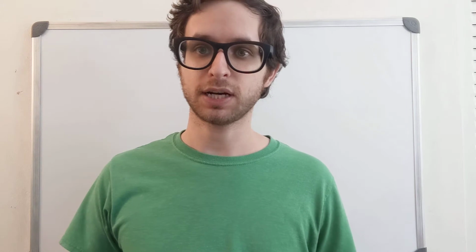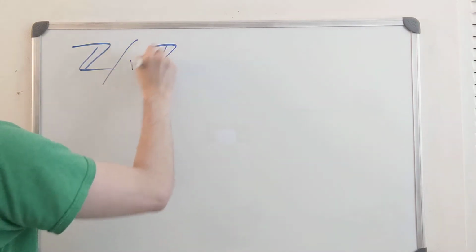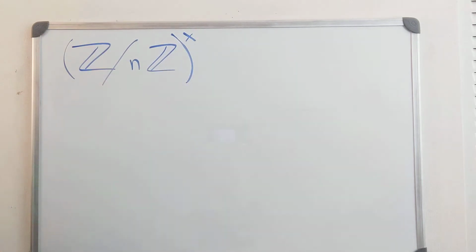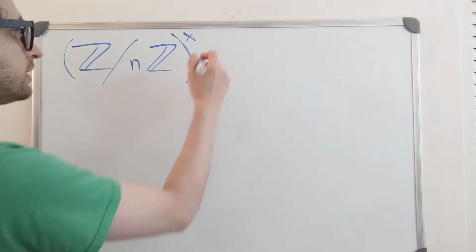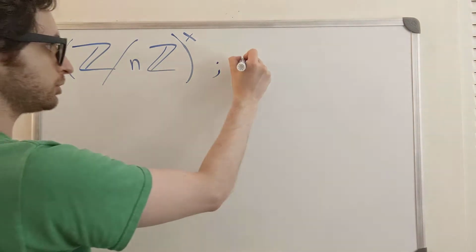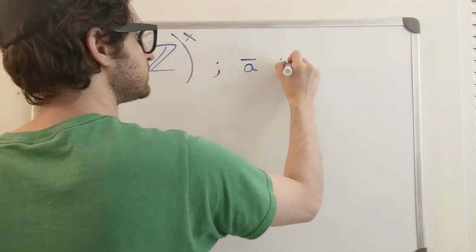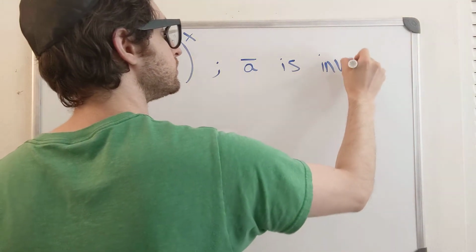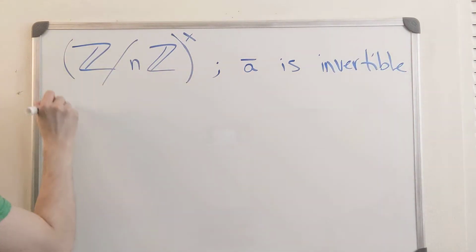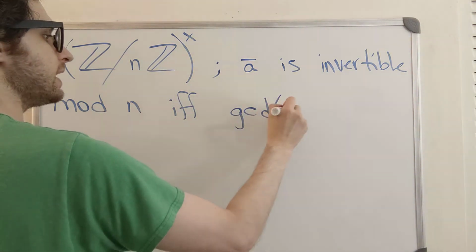Today's content comes from a lesson I recently taught, and it is about characterizing the multiplicative group of integers mod n. In particular, I'm going to demonstrate that a, which is some integer, and then I'll put a bar over it to denote the equivalence class of a mod n, is invertible mod n, of course, if and only if it's co-prime to n.